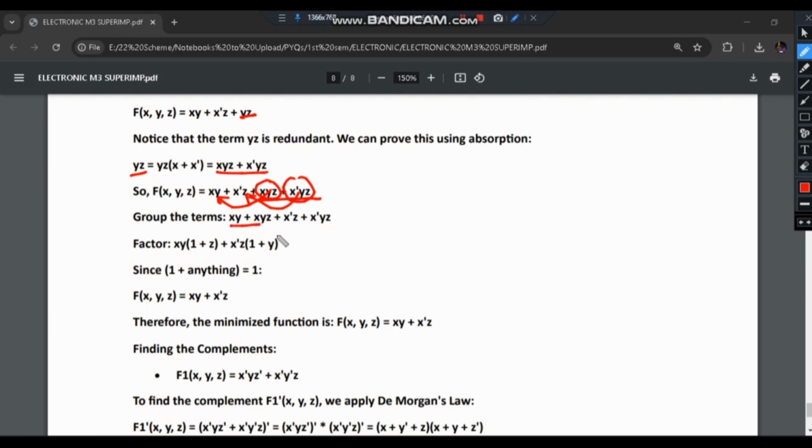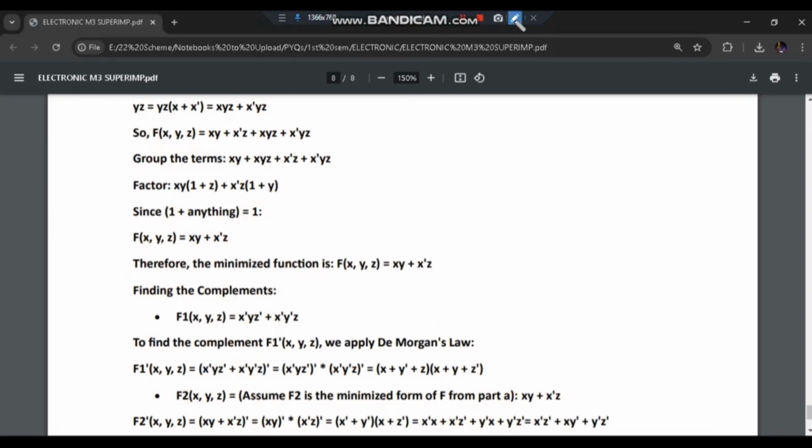Okay, so xy plus xyz plus x bar z plus x bar yz. Now when we do that, we'll take the common ones. The common one here is xy. If we take xy common from this, we'll be remaining with 1 plus z. X bar z, if we take common, we'll be remaining with 1 plus y. And 1 plus anything will be equal to 1 only.